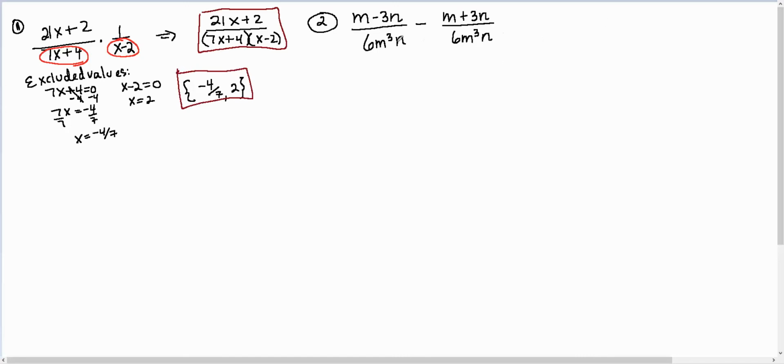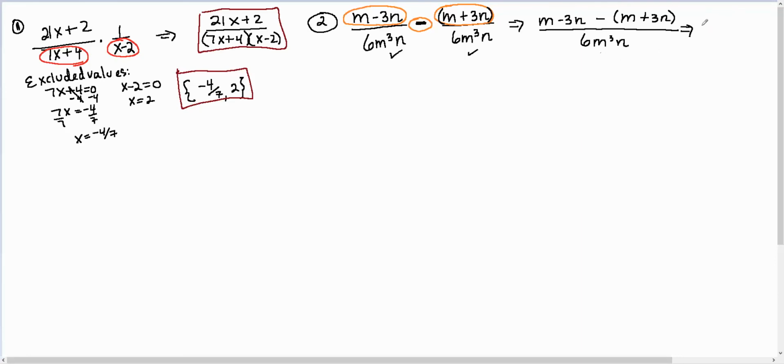All right, this is problem number 2, and this is a subtraction problem. So we need a common denominator, and we already have one. So then we just have to combine. We need to understand that this one minus this one is the numerator. So we have m minus 3n minus, but we have to put this one in parentheses because we're going to have to distribute that negative sign, m plus 3n over 6m cubed n.